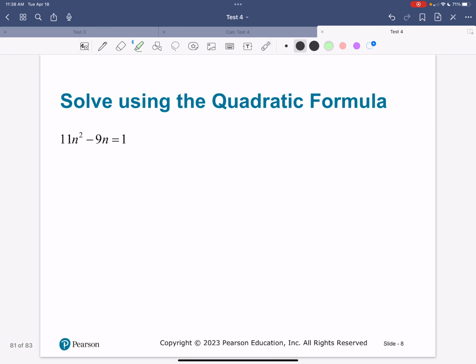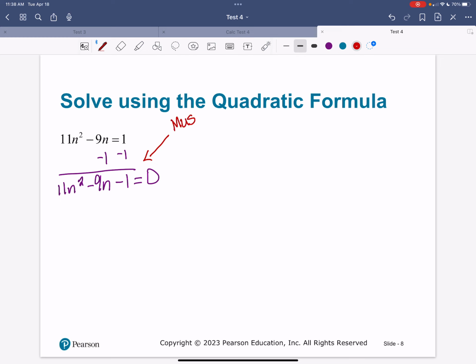Okay, this one is not in standard form. So what I need to do is move this 1 to the left, so I've got to subtract it from both sides. If I don't subtract that from both sides, I will not have the correct A, B, and C identified. So I've got 11n squared minus 9n minus 1 equals 0. I must set equal to 0 first.